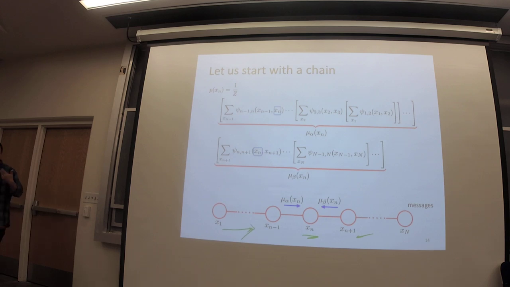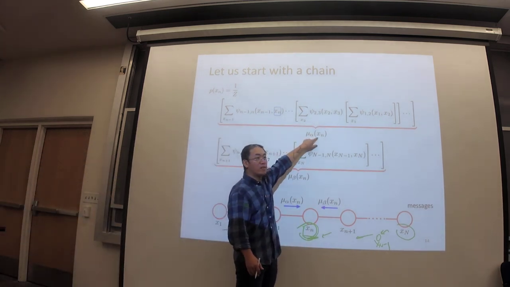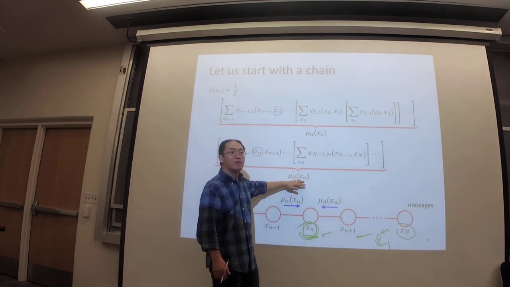The summation-product procedure which is carried out before xn is called the forward condition, because we start with x1 and then go to x2, until we reach our target variable xn. In the backward condition, we start with big N, right? Then you sum and multiply, you arrive at big N minus 1, and continue until you arrive at xn. So finally, we end up with two results. One is mu alpha xn, and one is mu beta xn.